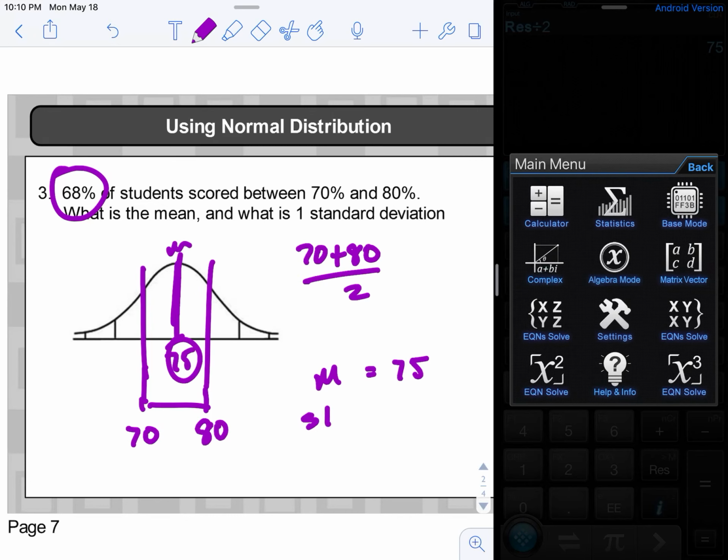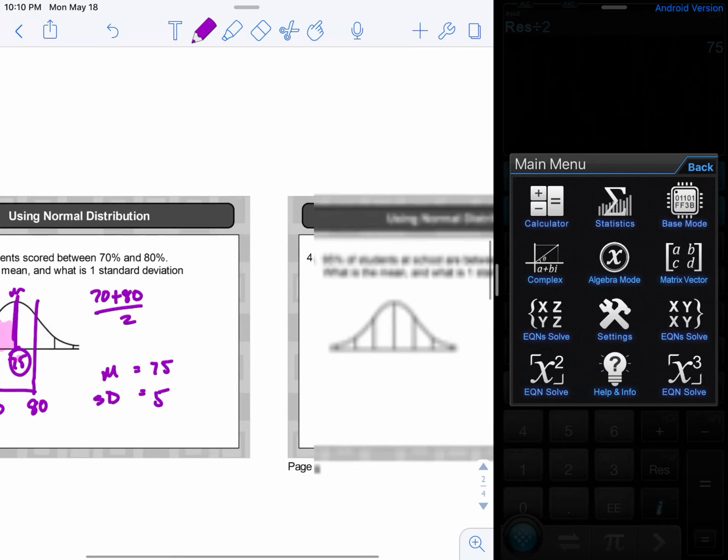Standard deviation. Now, what does that mean? Standard deviation means how far one jump is. So I go from 75 to 70 or 75 to 80. Either way, it's going to be the same. 5. That's all you got to do.